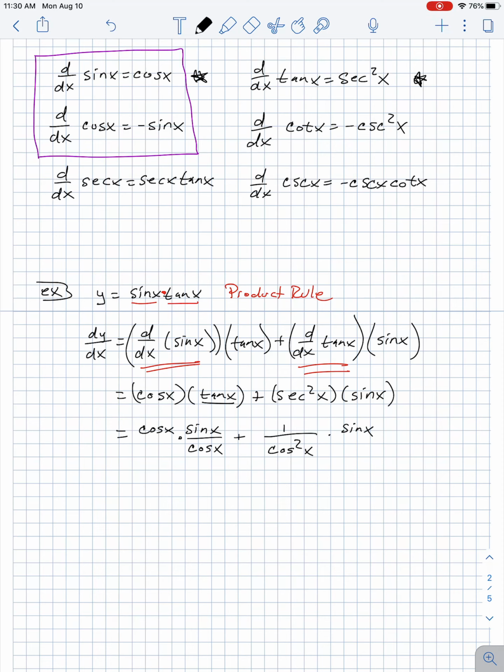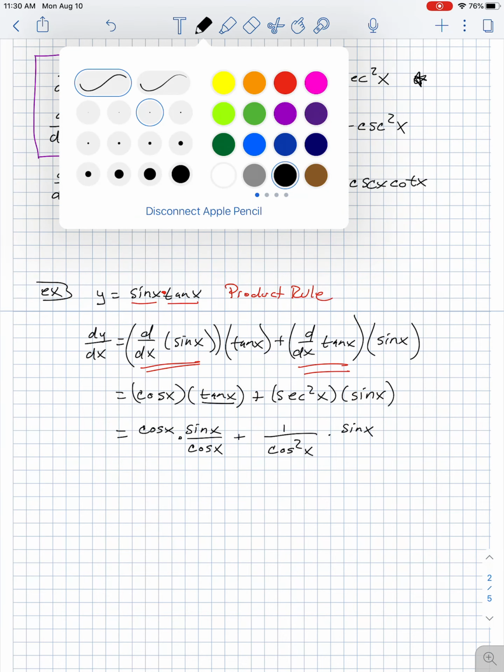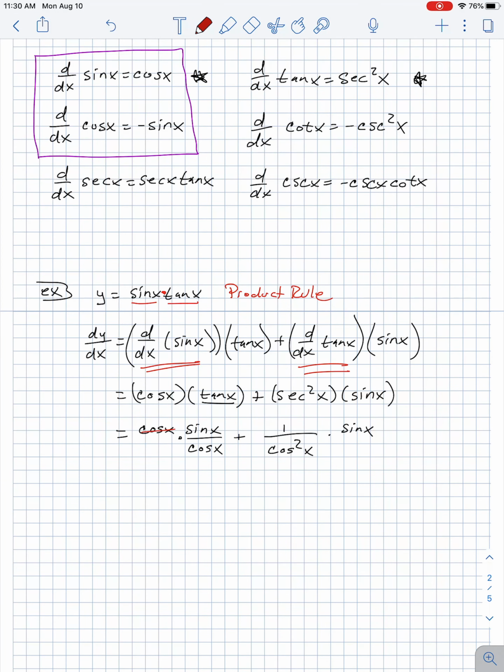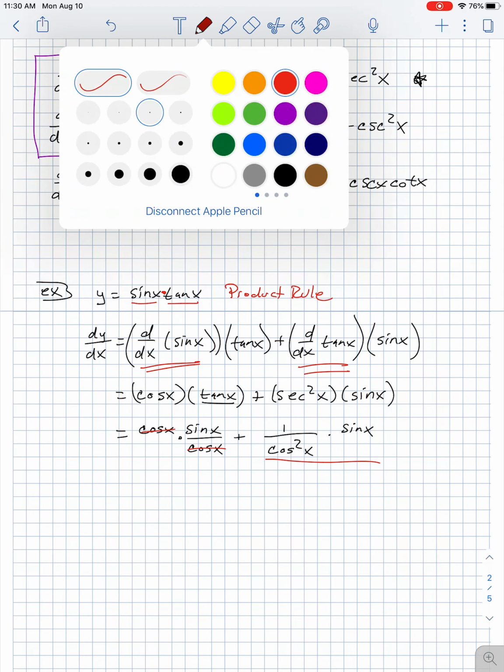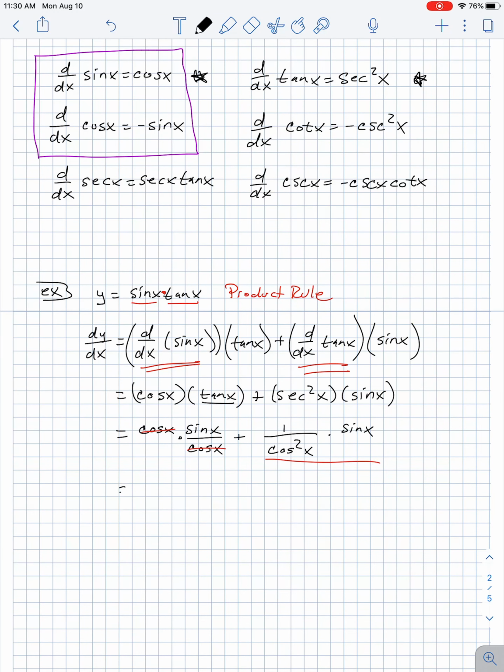Okay? So, and now if nothing cancels, then go back to what it was. You're probably done. But in this case, I can see that I've got a cosine upstairs and downstairs. Those cancel. Nothing's happening over here, so I'm probably going to just throw that back into secant squared sine x. That's cleaner than 1 over cosine, so this is going to be sine x plus secant squared sine x.